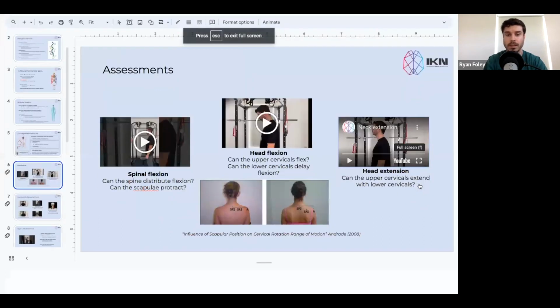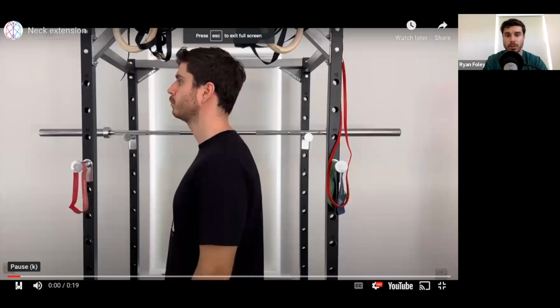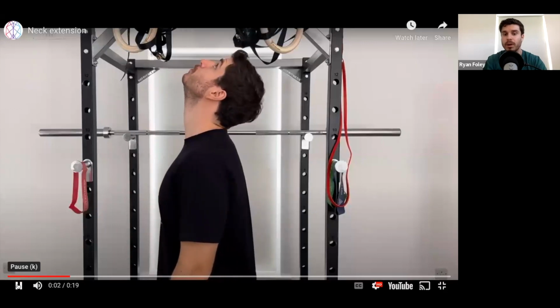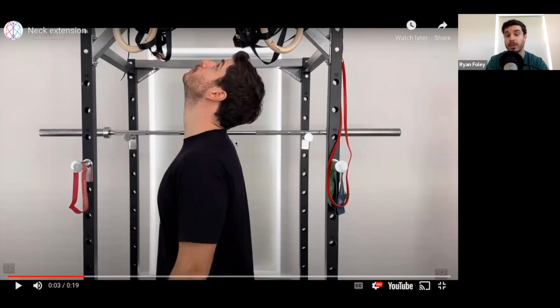So we'll bring that into the wider screen here. So we're just asking the client to look up, and we're seeing what kind of behavior does the thoracic spine, cervical spine, and the head express as the head looks up. Is the head able to extend? Can they extend through the upper cervical spine? And then can they distribute some of that extension into the lower cervicals and upper thoracics? Okay. We're asking the client, do they experience any symptoms, any sensitivity here?